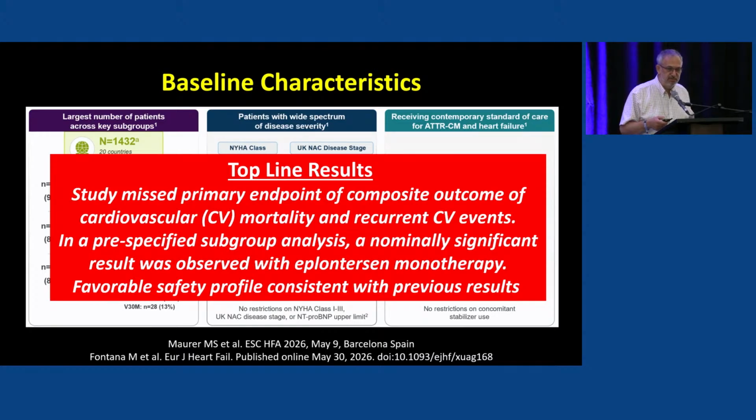And notably, there was a pre-specified subgroup, can't talk about specific p-values, but nominally significant in the patients who received a planotersen monotherapy. And there was a favorable safety profile. So results of this trial will be reported more comprehensively, I think, at ESC, and we'll learn quite a bit. I do believe these results will be important and practice-changing.